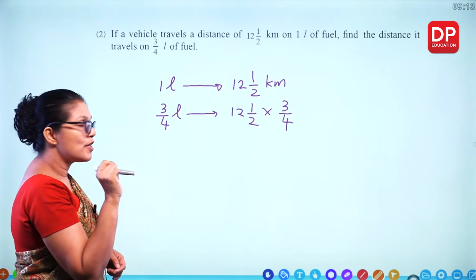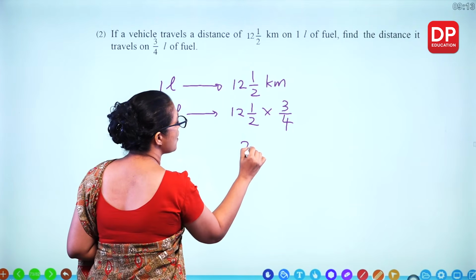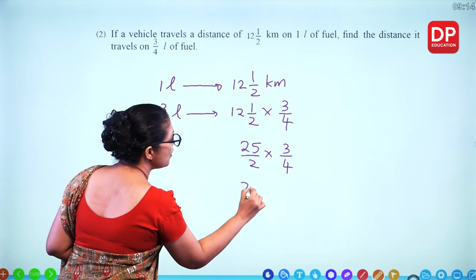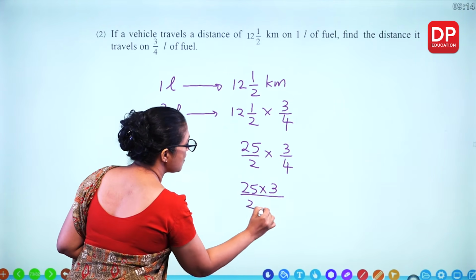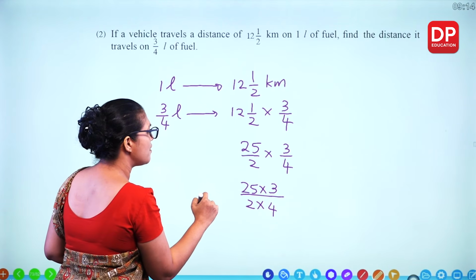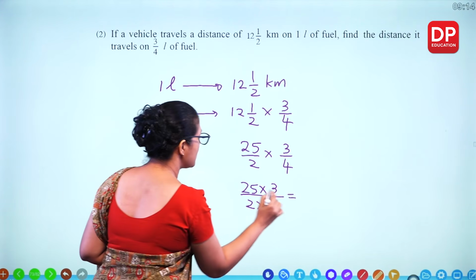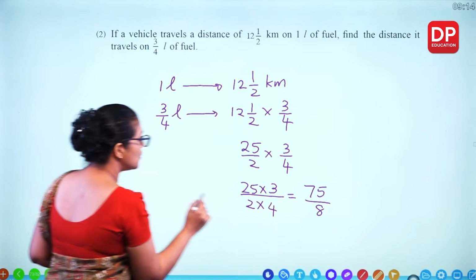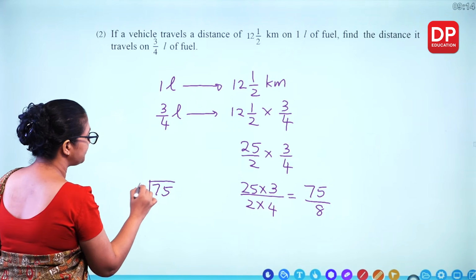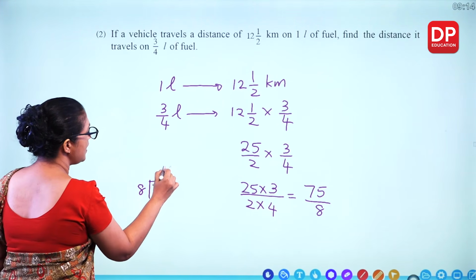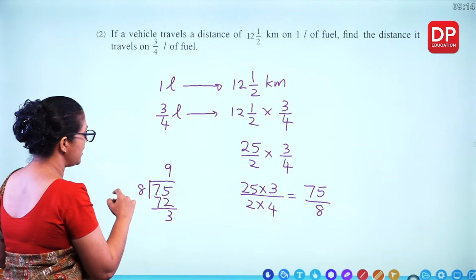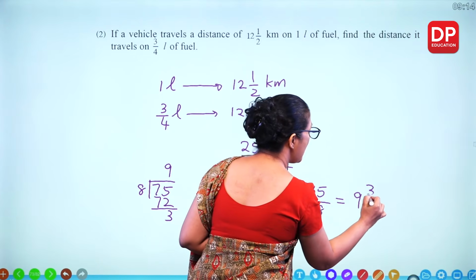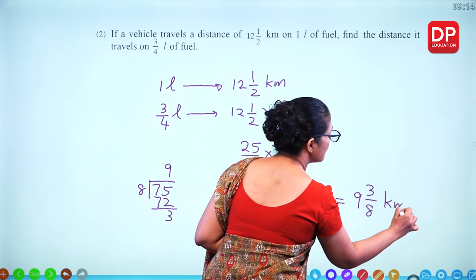So what you do, convert to improper fractions. 24 plus 1, 25. And here 3/4. Multiply the numerator separately, denominator separately. Can you simplify? You can't simplify. So you get 25 times 3, 75. 4 times 2, 8. So 75 over 8. 8 times 9, 72. So 3 remaining. So what's the answer? 9 and 3/8 kilometers.